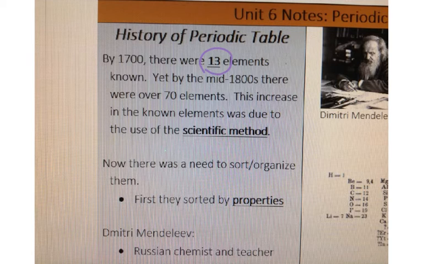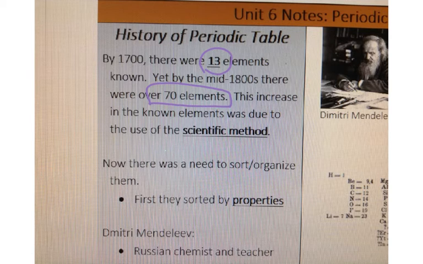Yet by the mid-1800s, so in a century and a half, they had discovered over 70 elements. And why? The reason this great increase occurred was because they started to use the scientific method. It allowed the chemists to talk to one another, and it allowed a systematic process where you could base your studies off of other scientists' studies, and so you could discover things at a faster rate.